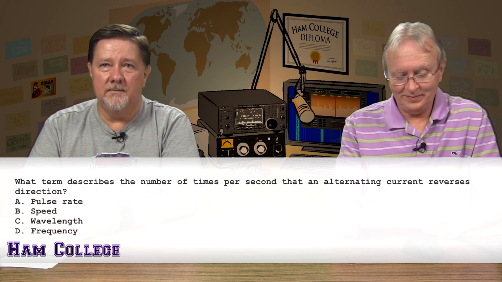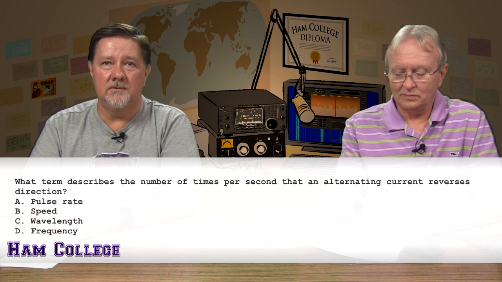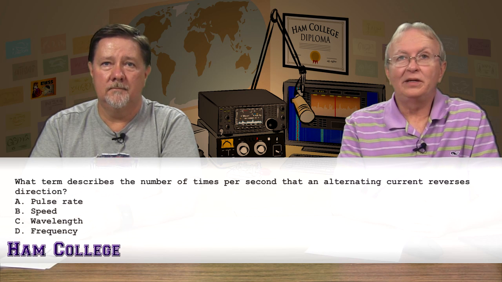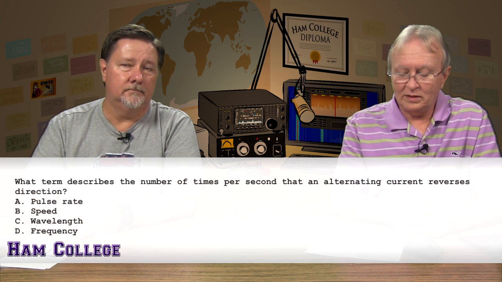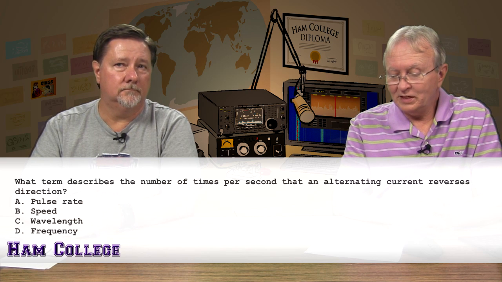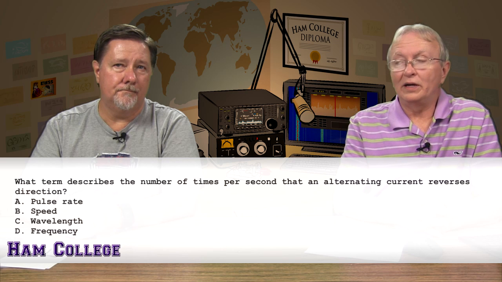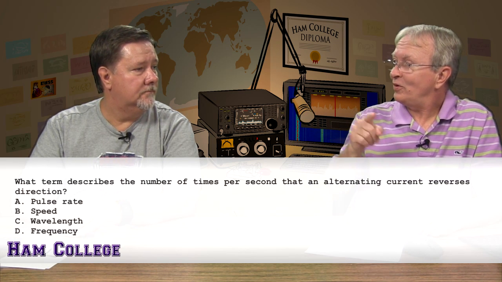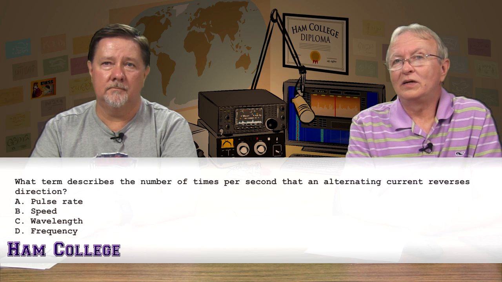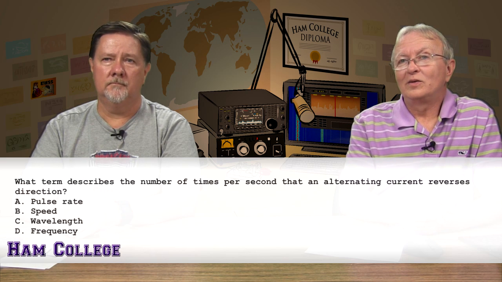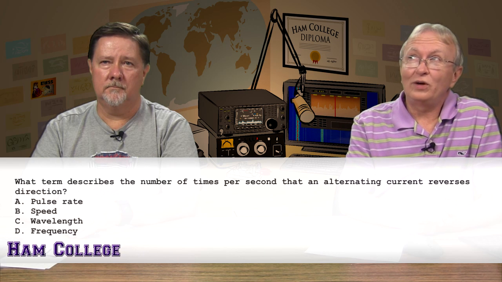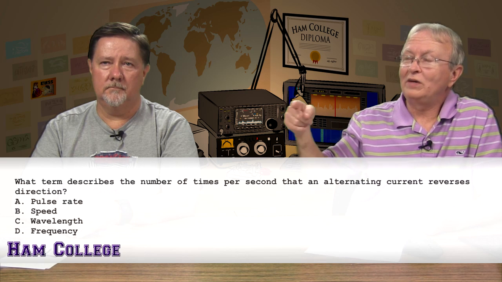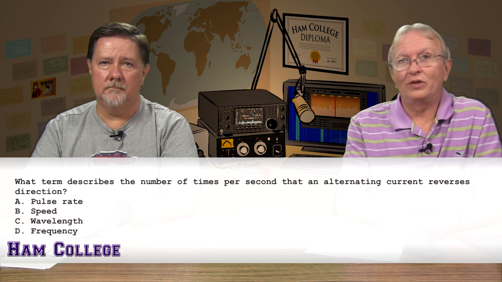Well, next question, Tommy. What term describes the number of times per second that an alternating current reverses direction? A, pulse rate. B, the speed. C, wavelength. Or D, the frequency? And this one would be yours. Well, you know, that sounds pretty tough. These things are all kind of interrelated here. A, pulse rate. Well, our pulse is going on at a certain rate. B, speed. Well, it is kind of speed because those pulses are occurring at a certain speed. C, wavelength. Well, it's kind of wavelength too, because there is wavelength between those pulses, but I think the answer we're looking for there is D.